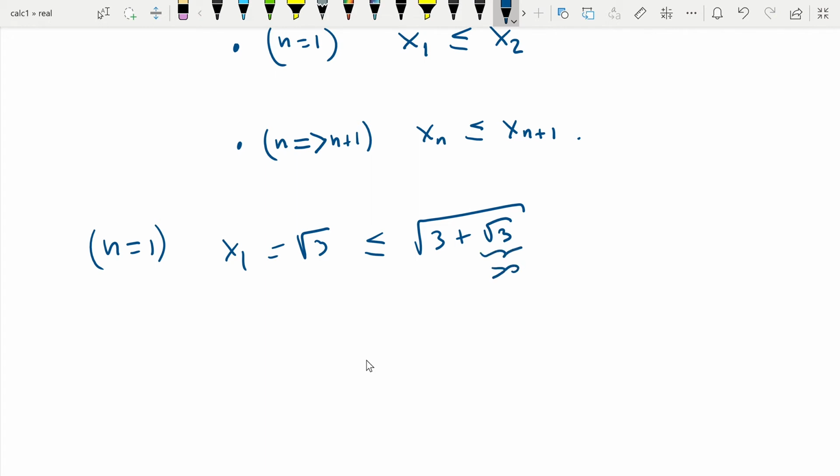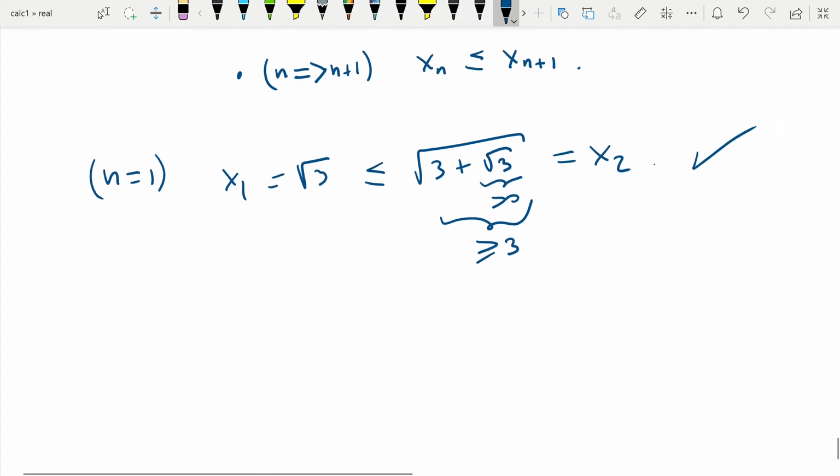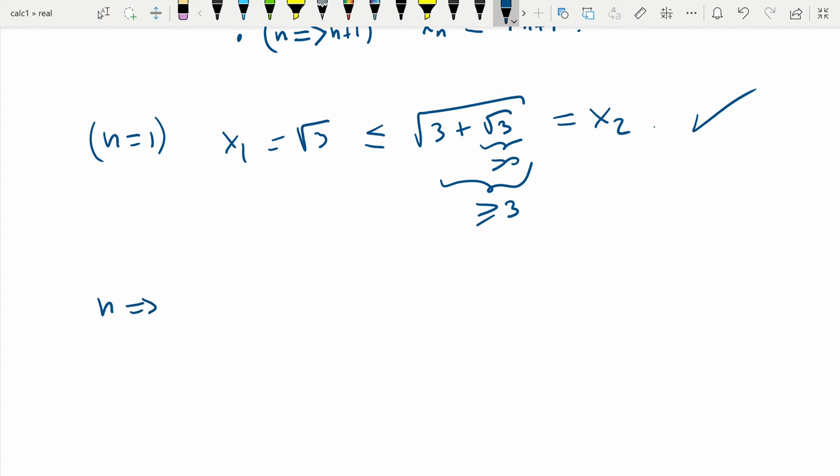And we are adding a positive number to 3, so that means that what's inside the square root is certainly greater than or equal to 3, and this in turn is equal to x2, and this proves the case n equals 1. Now for the case n plus 1, assuming the case n, we again do the same thing.